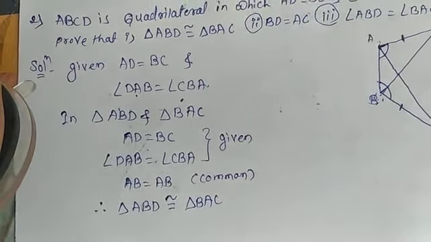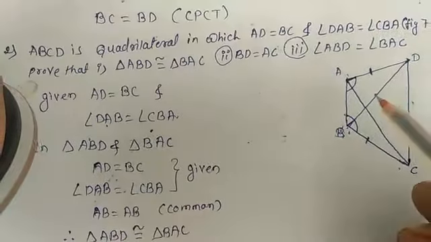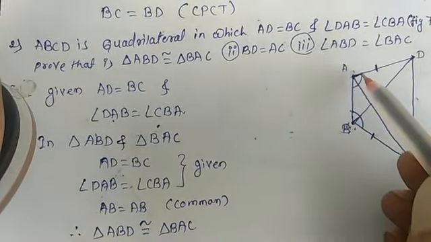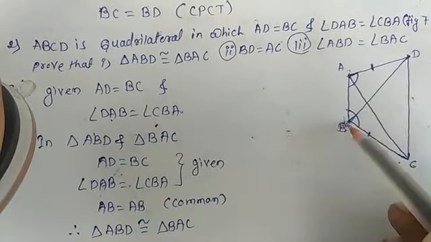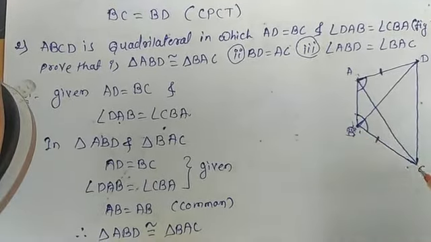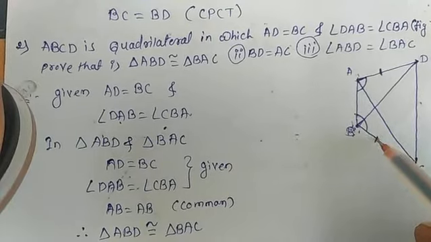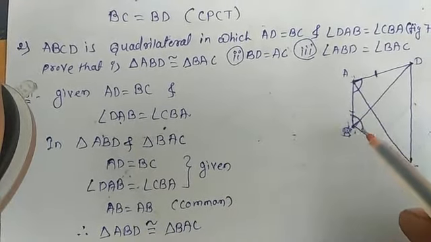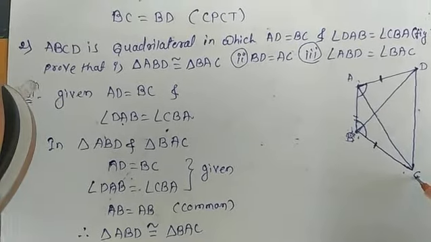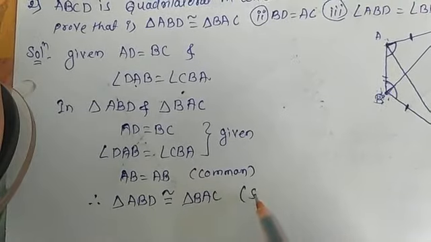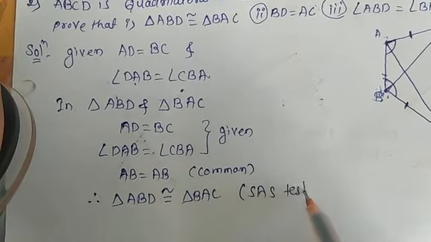In the figure you may observe that AD and BC are equal, AB is common, so the included angle is DAB in triangle ABD, and the included angle in triangle BAC is ABC. So we can say that these two triangles are congruent by SAS test.